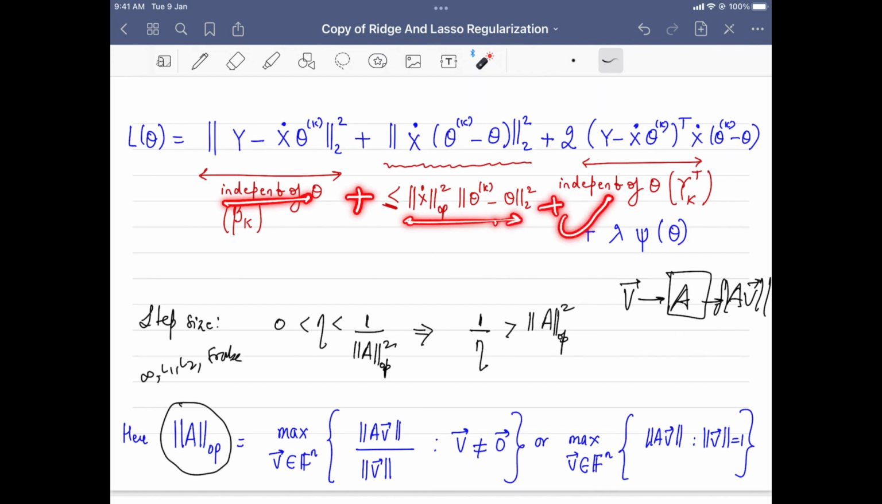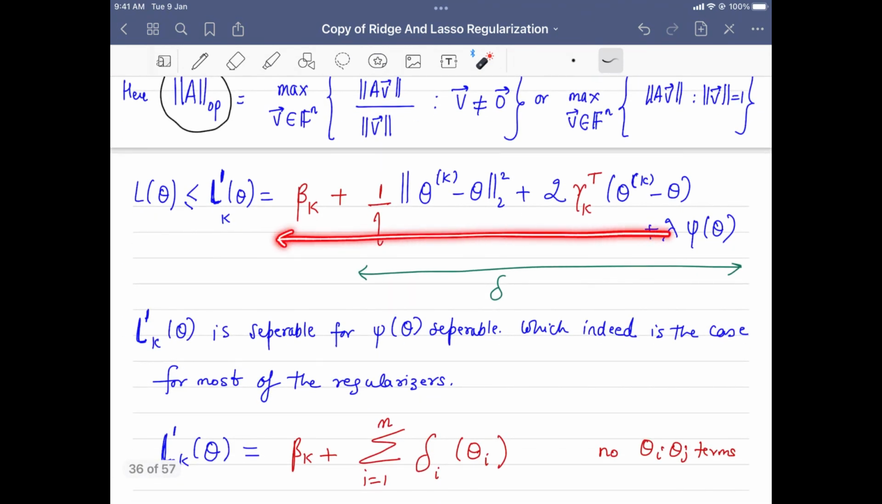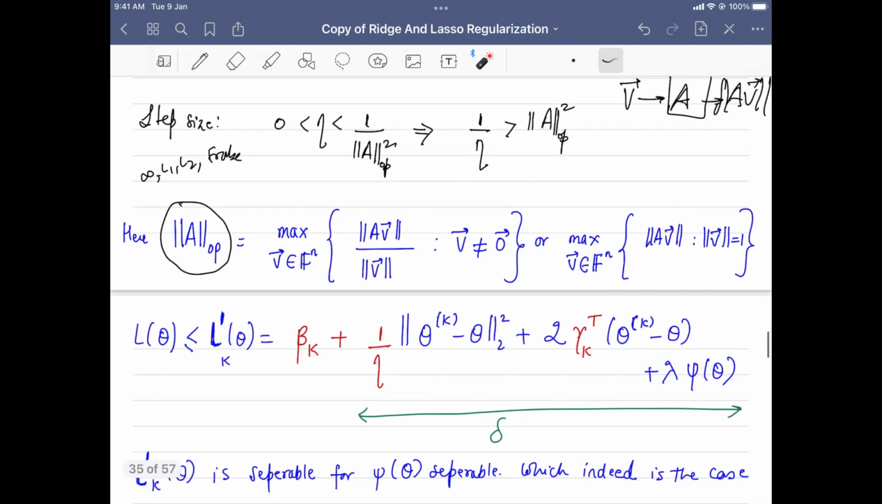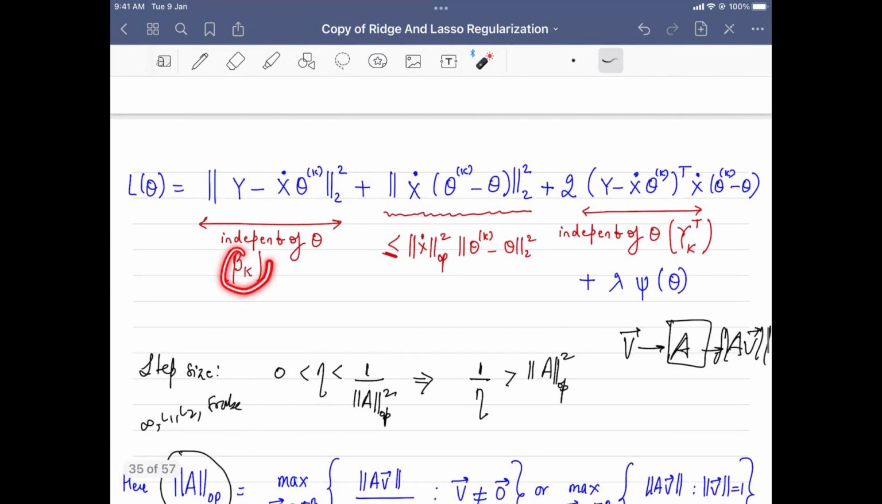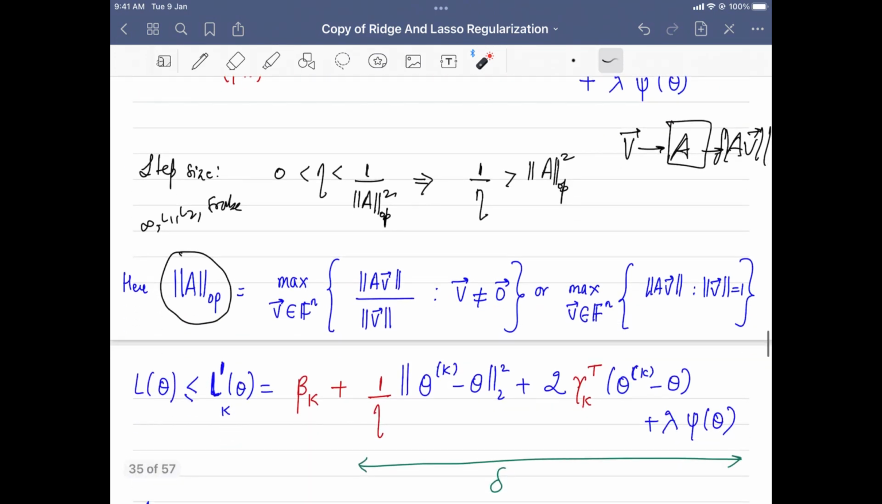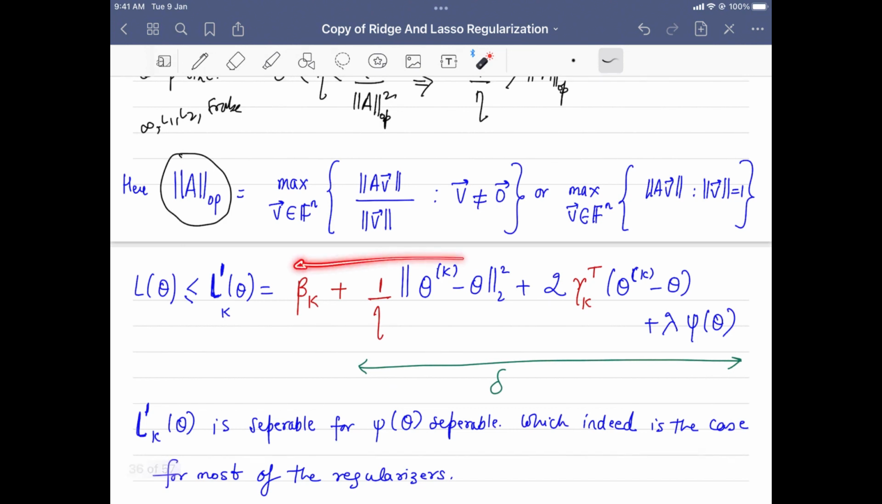So what I am doing now is, instead of writing x operator norm square, I am substituting that value by 1 by eta. If I substitute 1 by eta by replacing the operator norm by that, then the complete expression will become like this. Same expression only. So beta k is nothing but this beta k, then this is replaced by 1 by eta times this expression plus gamma k transpose times theta k minus theta, and then lambda times phi theta, psi theta. So this is basically the expression that you will get for L prime theta.